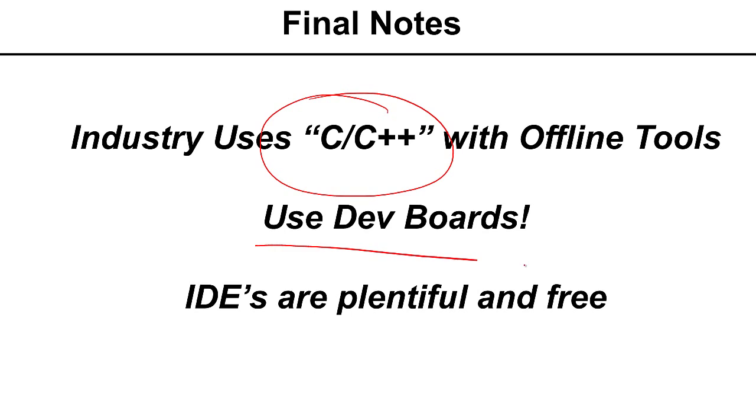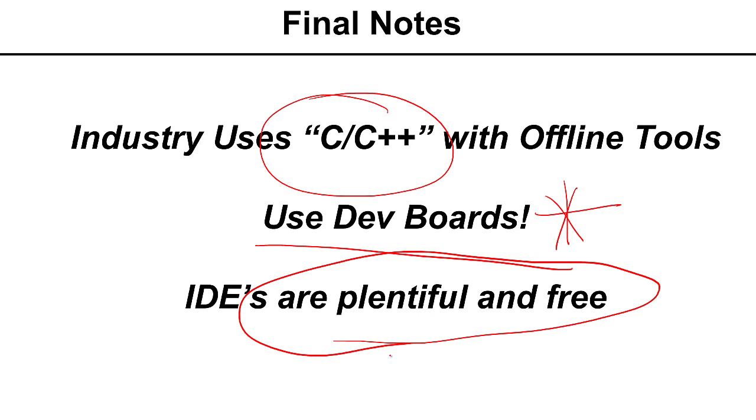The other thing is, don't design your first board from scratch. Use a dev board like the Freedom board. Freescale has a tower board. Microchip has tools. TI has tools. And all these tools are plentiful and free. A lot of times they're based on open source compilers like GCC, but the idea is you don't have to build this stuff from scratch. Use the tools that are available.